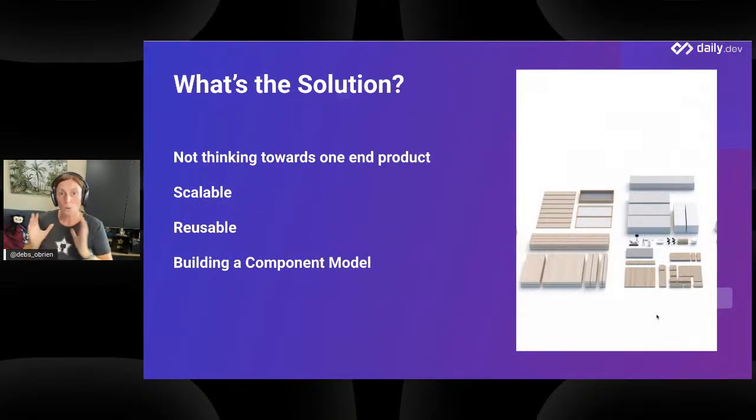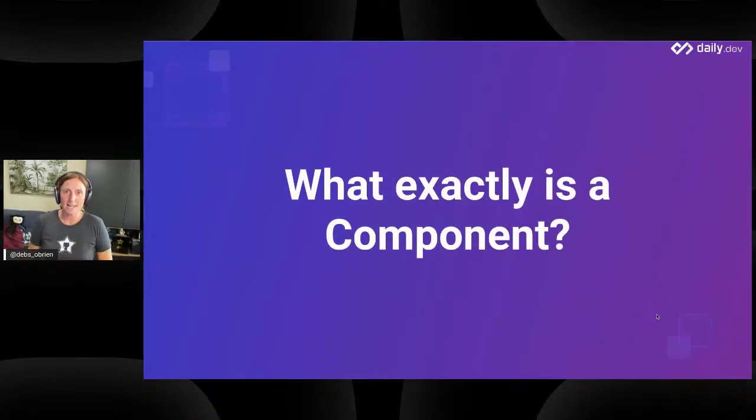So the solution: we want to think not about one end product, but towards more than one end product. We want to think about scalability and reusability by building a component model. And that's what IKEA do. They build all these components so that they can build lots of different types of furniture, so that you can buy loads of furniture and change your furniture all the time. That's how they make their money. Very clever.